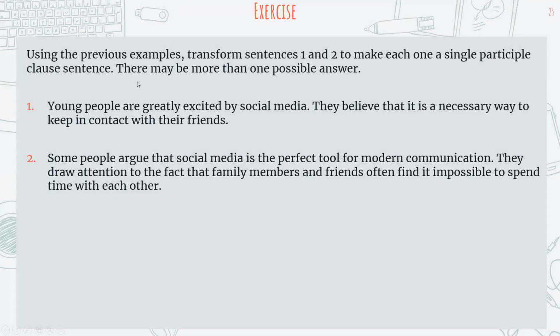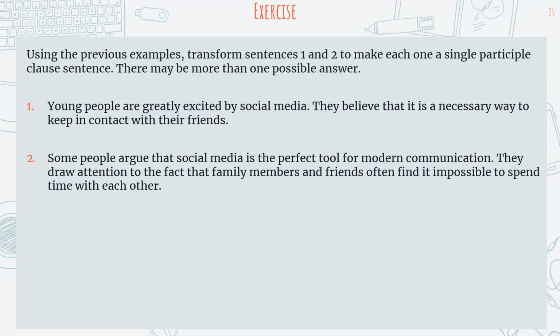Now, this is an exercise. Using the previous examples, transform sentences 1 and 2 to make each one a single participle clause sentence. I mean, a complex sentence with a participle clause. There may be, of course, more than one possible answer. The first one says, young people are greatly excited by social media. They believe that it's a necessary way to keep in contact with their friends. Two, some people argue that social media is the perfect tool for modern communication. They draw attention to the fact that family members and friends often find it impossible to spend time with each other.